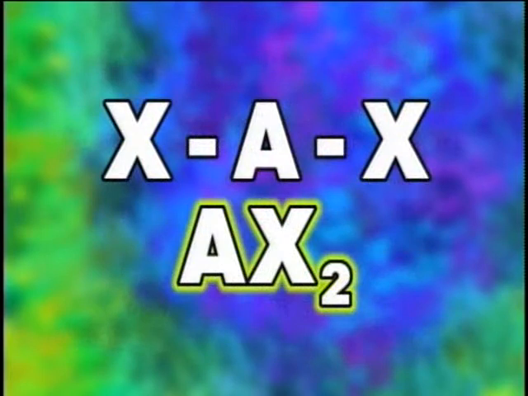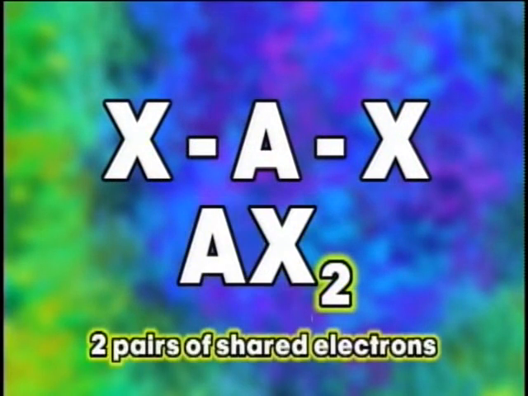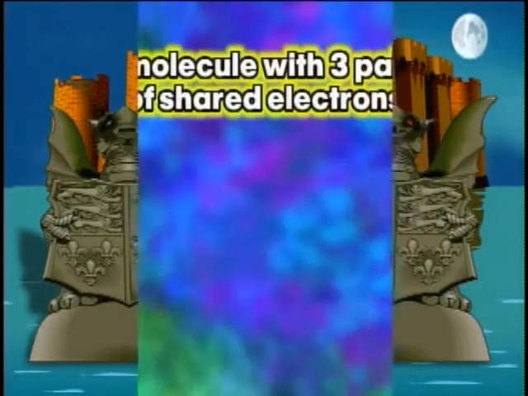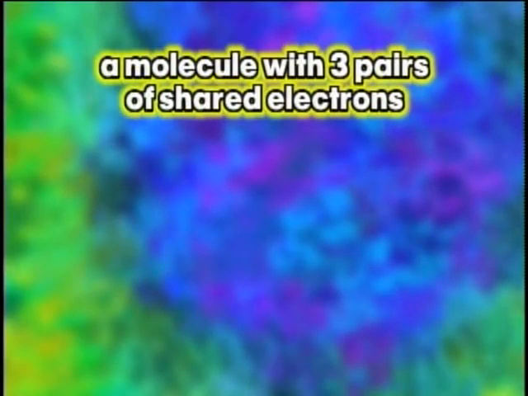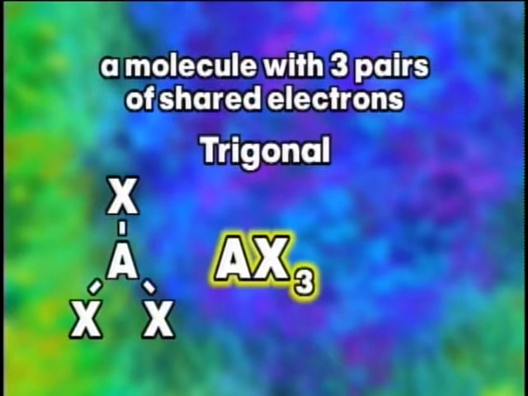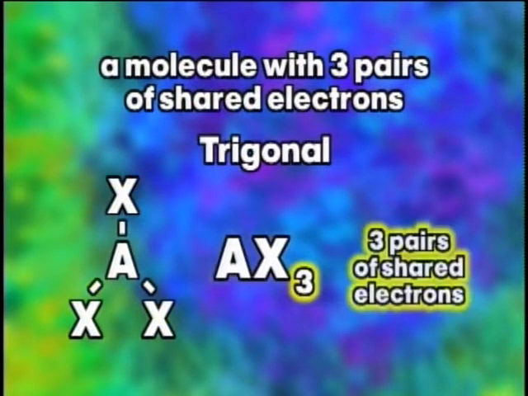This linear-shaped molecule is represented by the notation AX sub 2. The sub 2 tells you that there are two pairs of shared electrons. AX sub 2. Linear! A molecule with three pairs of shared electrons is called trigonal. And here's a picture of what the VSEPR theory says it looks like. Trigonal molecules, those that have three pairs of shared electrons, are represented by the notation AX sub 3. The sub 3 tells you that the molecule has 3 pairs of shared electrons.